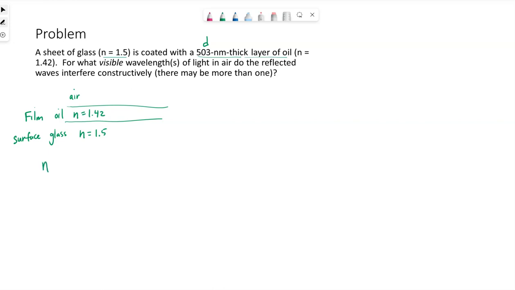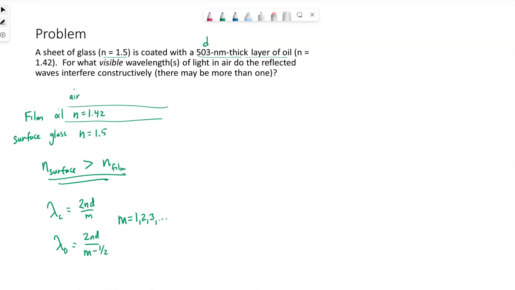So comparing these n's, n of the surface, 1.5, is greater than n of the film, the 1.42. So that tells us what column to look at on the table. When I look at the table, there's a lambda c of 2nd over m, and lambda of 2nd over m minus 1/2. And that's under this heading of n of the surface being greater than n of the film.